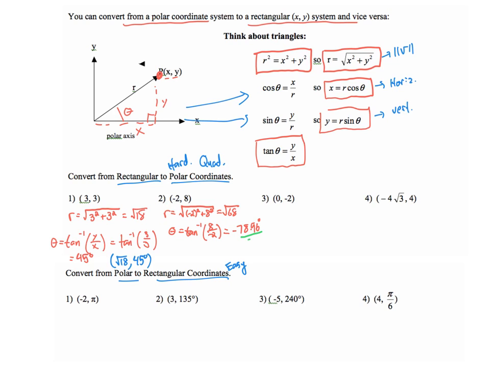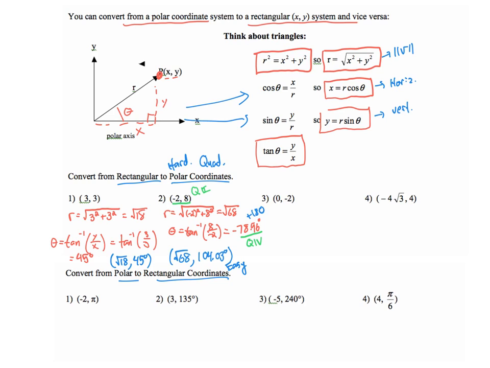Now, there's a problem with this, though. This particular angle is in quadrant 4. Negative 78 is in quadrant 4. However, negative 2 comma 8, if you were to graph that, that's in quadrant 2. So in order to get around that, we're going to do the same thing that we did with vectors, and we're going to add 180 degrees to that angle, and that would give us a polar point of the square root of 68, comma, 104.03 degrees.